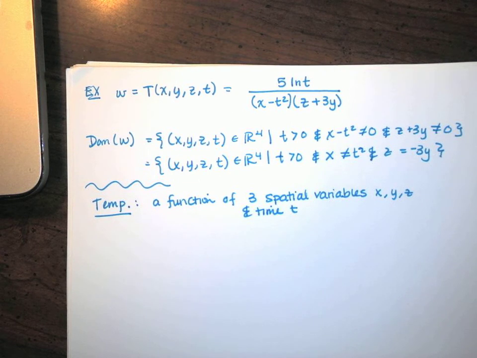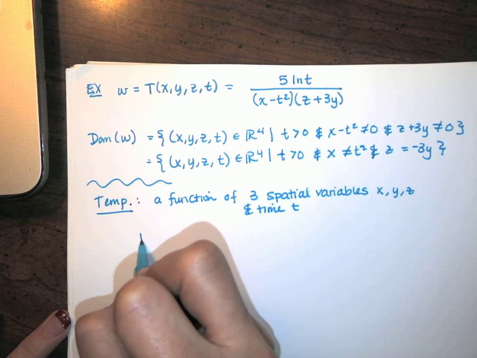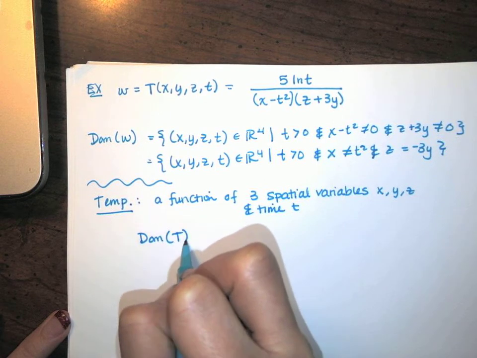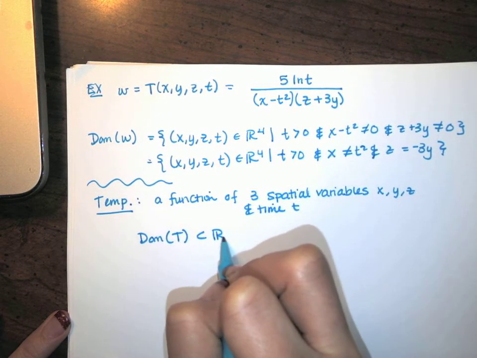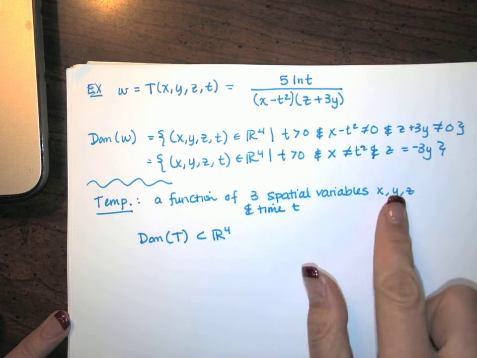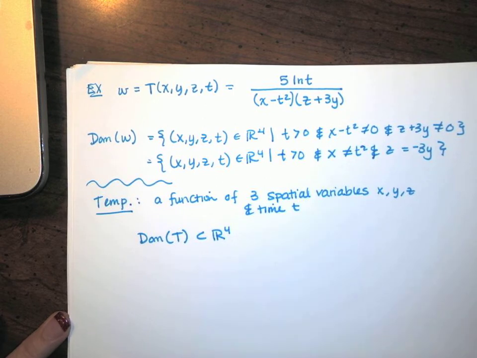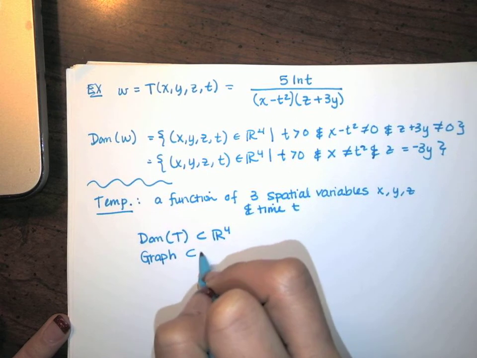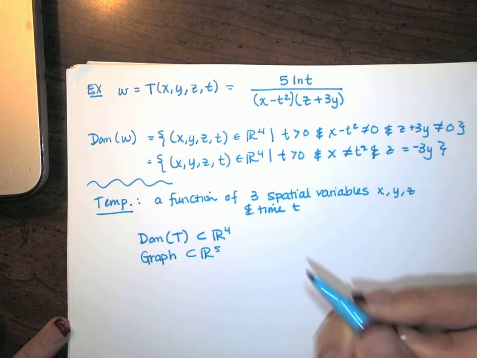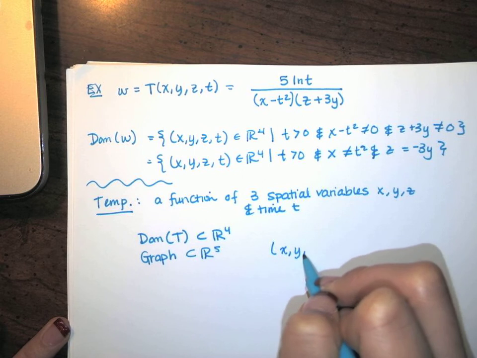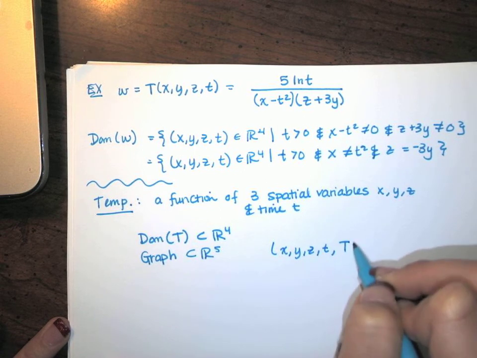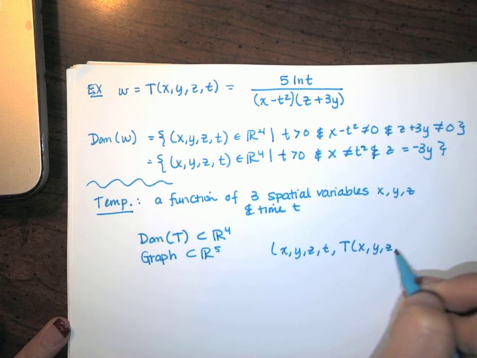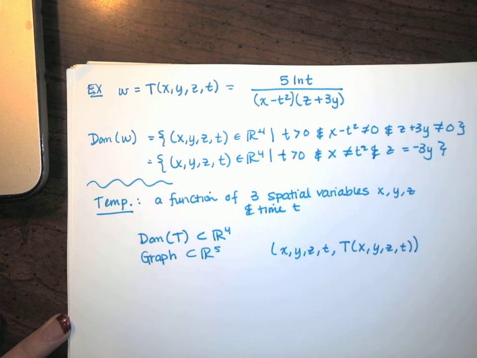We could make it a function of a lot of different things, but let's just say it's a function of x, y, z, and t. The domain for this temperature function is going to be a subset of 4-dimensional space because I've got 4 input variables, x, y, z, and t. The graph of this function is a subset of 5-dimensional space because the graph is going to consist of points x, y, z, t, and temperature, which depends on x, y, z, and lowercase t for time. So there's 1, 2, 3, 4, 5 variables there.